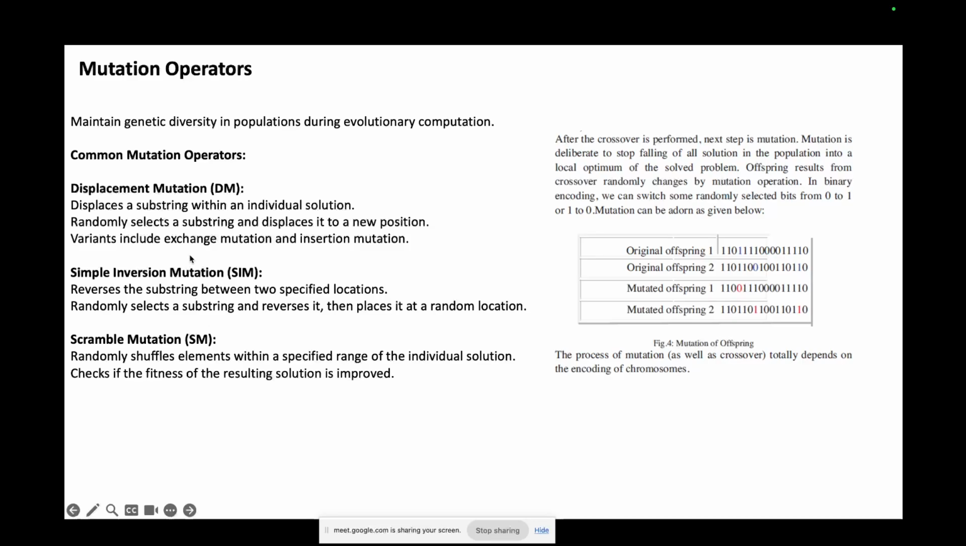Then you can have a simple inversion mutation. You would just randomly reverse the set of solutions. So if it is 0 1 2 3 4 5 6 7 8 9, it becomes 9 8 7 6 5 4 3 2 1 0, something like that. And it's basically an inversion mutation, the kind of mutations we also see in biological systems as well.